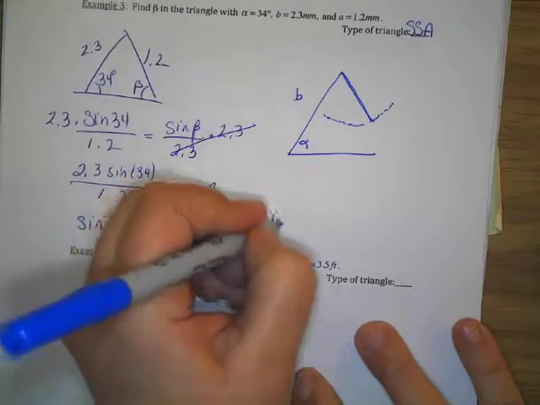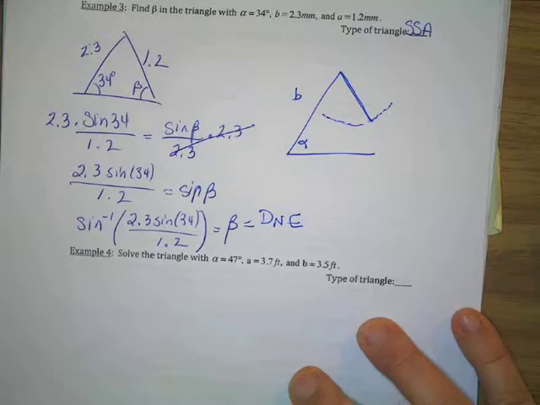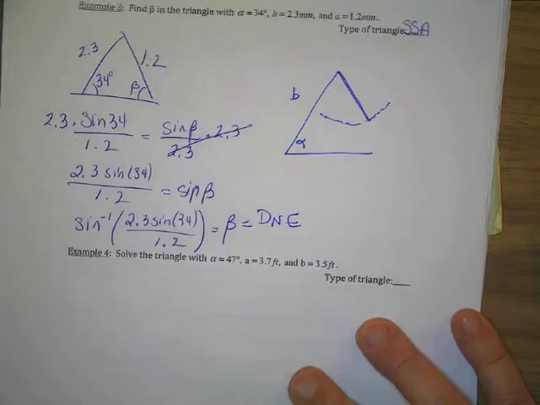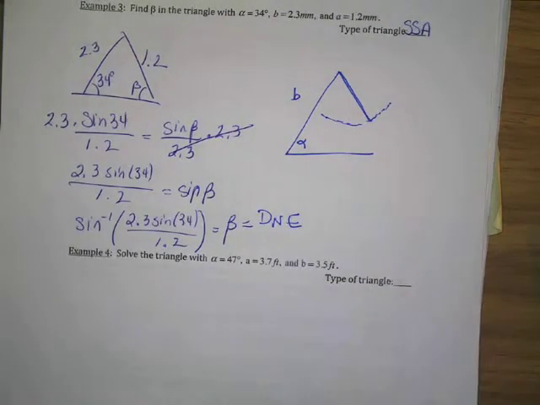When you get beta and it says error, that means you don't have a triangle to use. It means we're done. There's nothing else we can do. It's not a triangle, so why are we even looking at it? It's just a stick hanging off another stick dangling in the air.